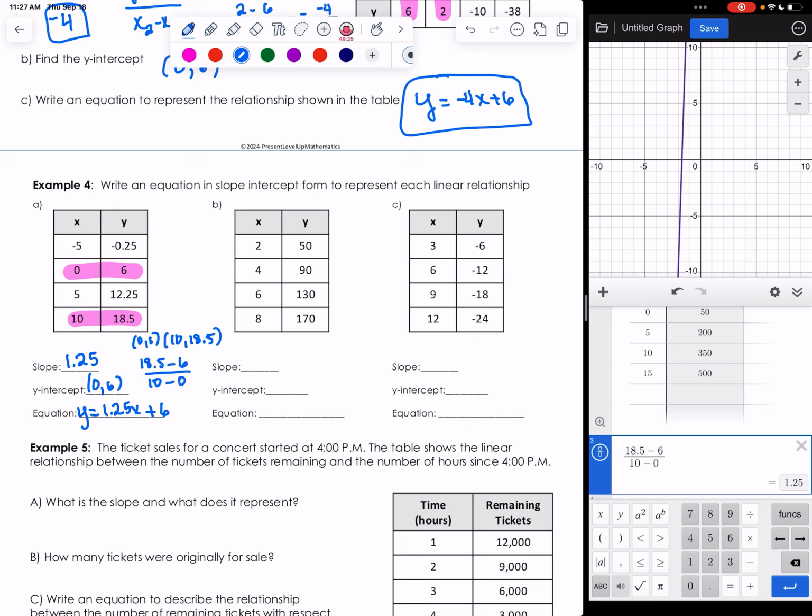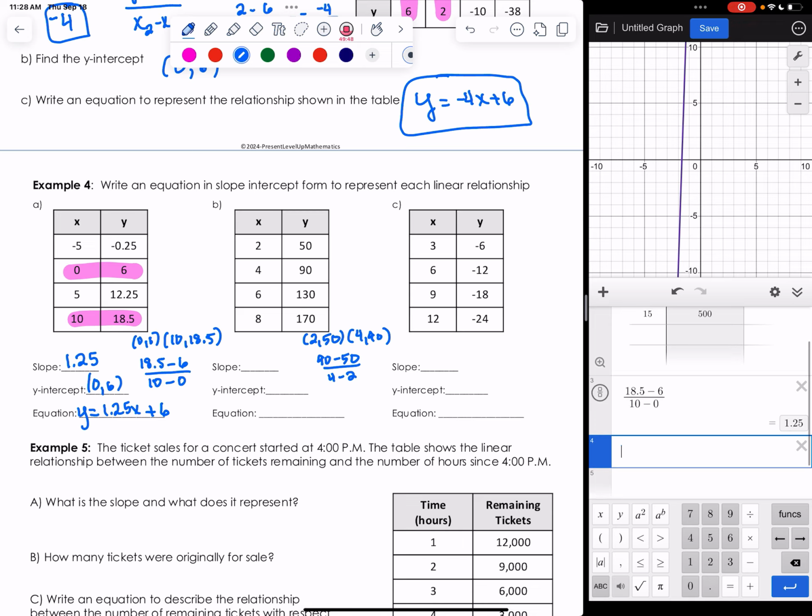All right, next problem, problem B. We want the slope. Now, all of our points are pretty friendly here, so I'll just use the first 2 points, (2, 50) and (4, 90). And I'm going to take the second y minus the first y, so 90 minus 50, and then the second x, which is 4, minus the first x, which is 2. I'll come over to my calculator, press the division bar, 90 minus 50, and on the bottom, 4 minus 2, and that reduces to a slope of positive 20.